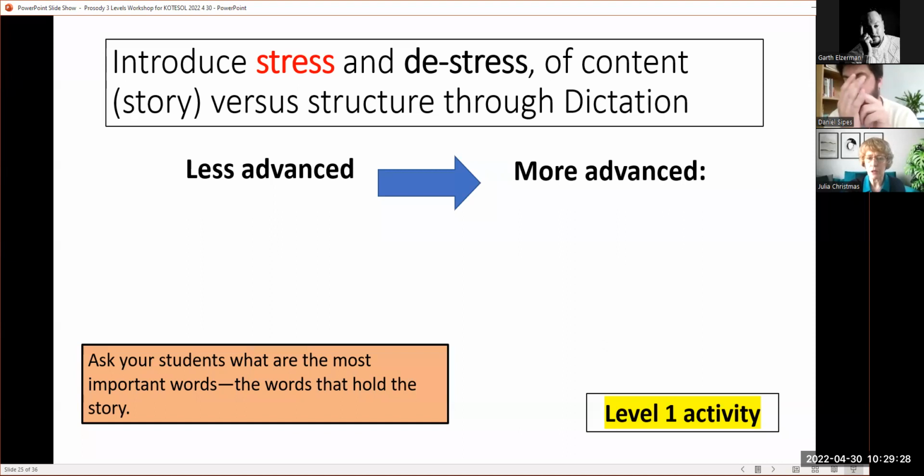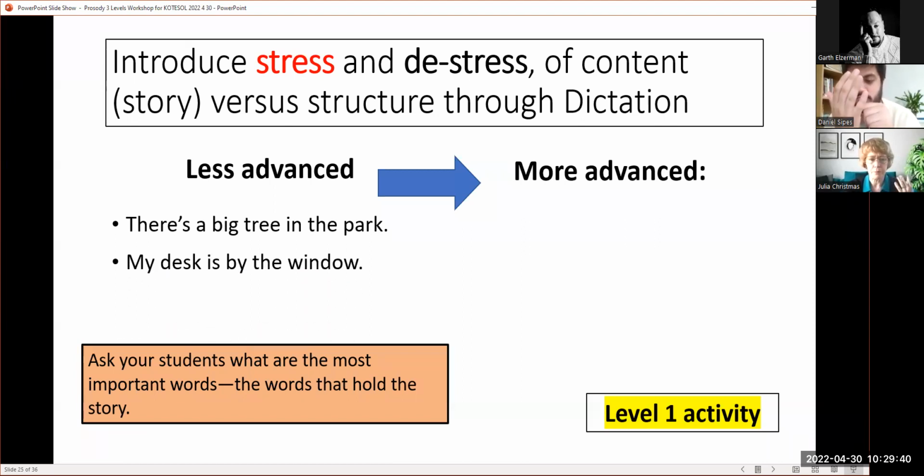So that was with timing, and I used dictation to introduce stress and de-stress. So along with that first iteration of they go to the lake at the end of the summer, for less advanced students, there's a big tree in the park. My desk is by the window. You can just do any kind of dictation that you normally do. But now you're going to look at the stress and de-stress of content.